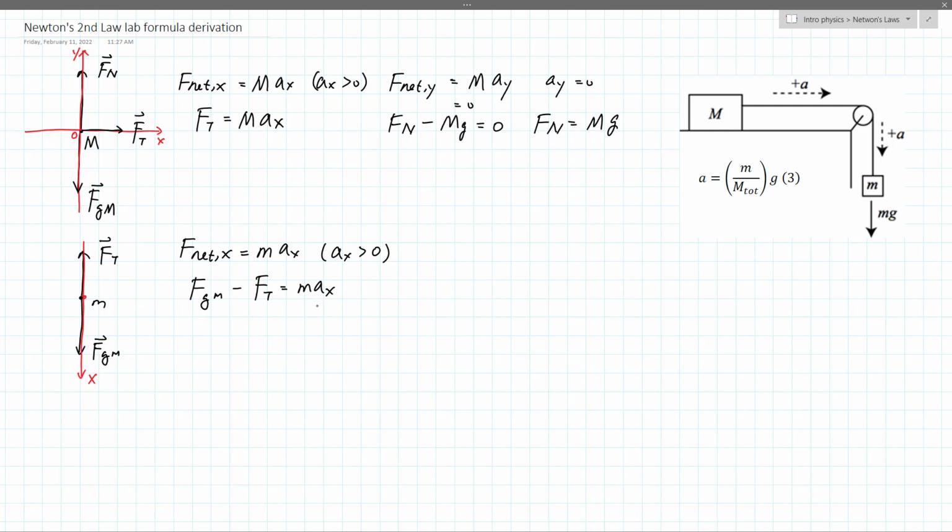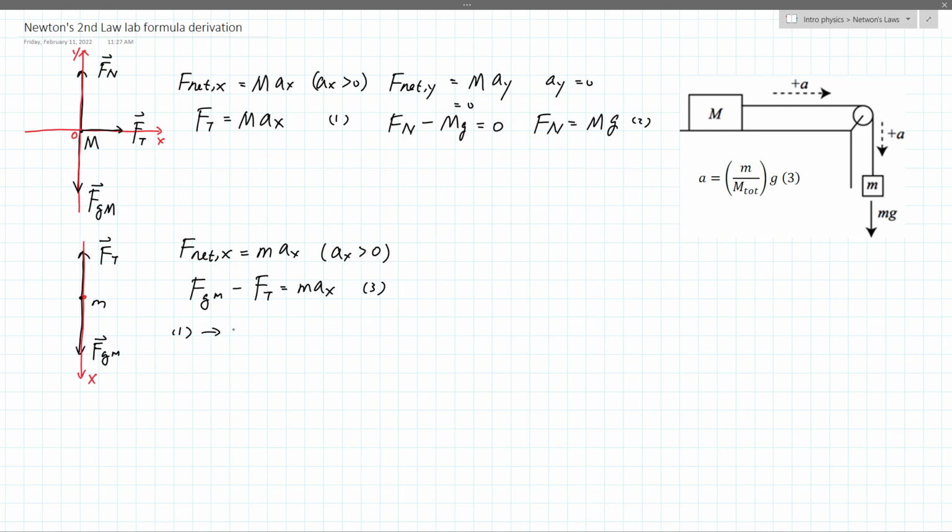Okay, so we have these equations. I can call this 1, this 2 is already solved. If I know mass m, I can find the normal force Fn. Here, this equation is not solved yet. Our goal is to find a, so let's get rid of the Ft. We can use Ft here to substitute for that.